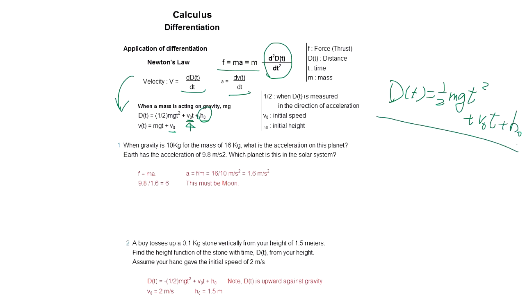Okay. When gravity is 10 kg for the mass of 16 kg, what is the acceleration of this planet? Earth has an acceleration of... which planet is this in the solar system? So if you calculate, it's 1/6 gravity, so it must be the moon, right? The Earth is 9.8. The moon has 1/6 of the gravity.